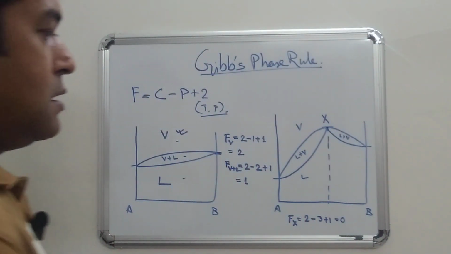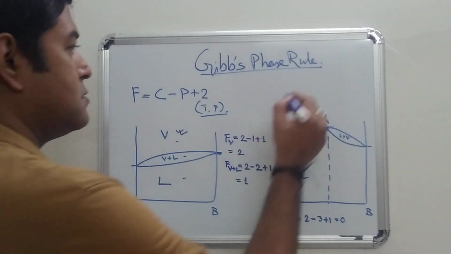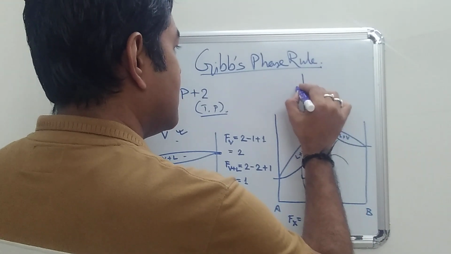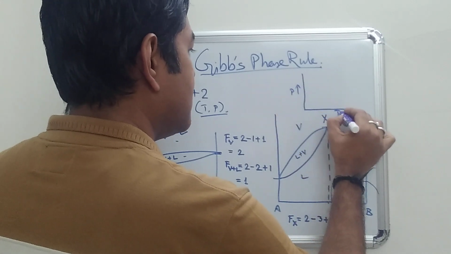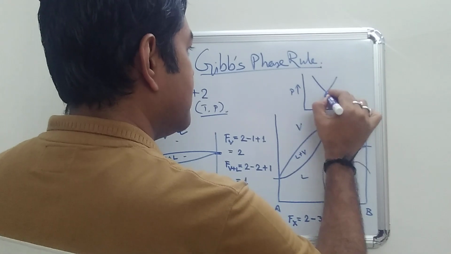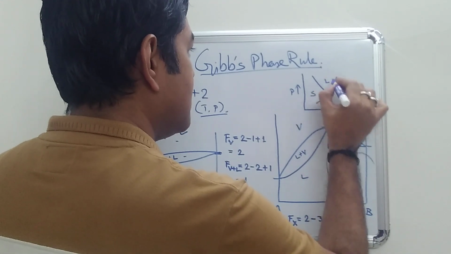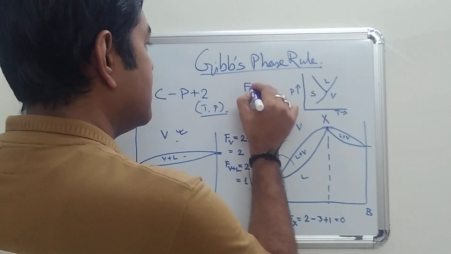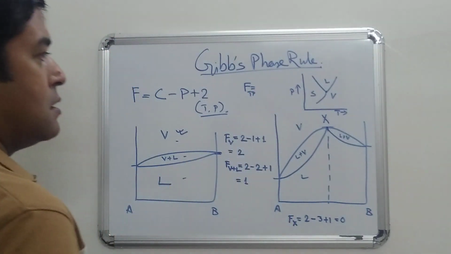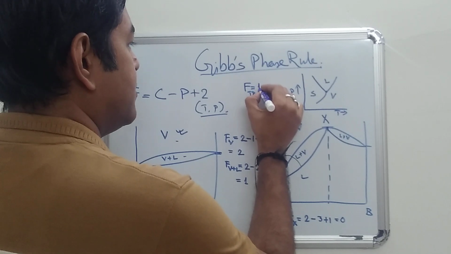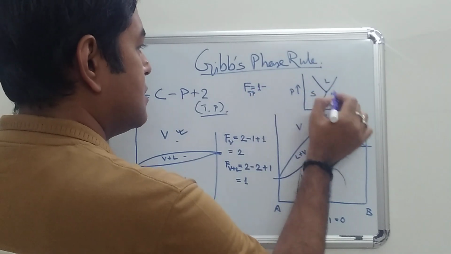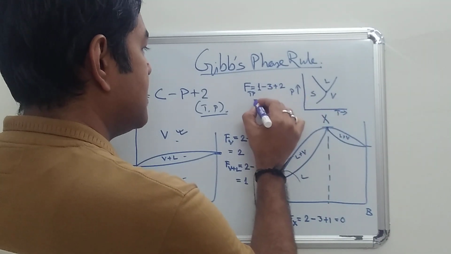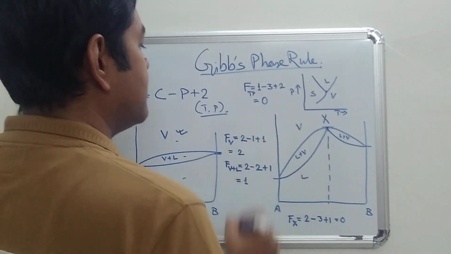This gives a similar result to that of the triple point, where pressure and temperature are fixed and three phases coexist: solid, liquid, vapor. It is the triple point. If we calculate the degree of freedom at the triple point, the number of components here is 1, the number of phases in equilibrium is 3, plus 2 for the two variables, temperature and pressure. So the resultant degree of freedom will be equal to 0.